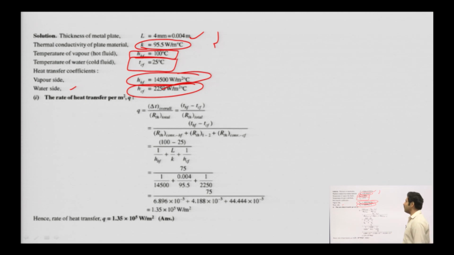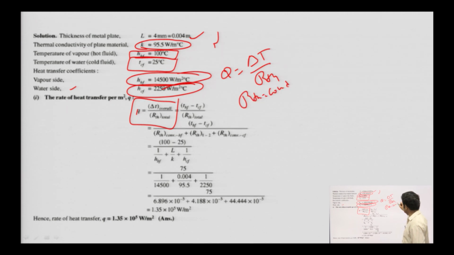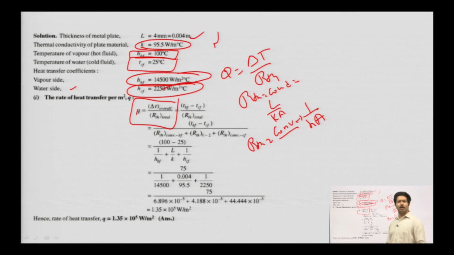The rate of heat transfer per meter square, and you all know from my previous videos that it is of the format delta T by RTH. I have already told you several times that it can be written like this. So RTH for conduction is L by KA, and RTH for convection is 1 by HA. Here we will be using almost everything, because we have convection on two sides and conduction on one metallic plate. So you can see it is convection, convection, and there is the conduction.